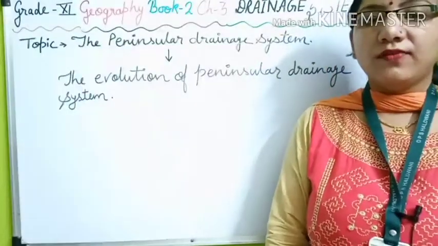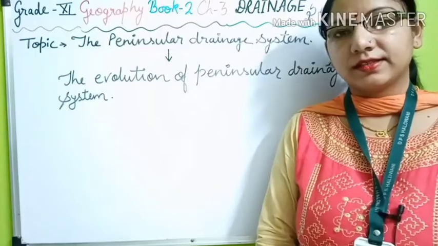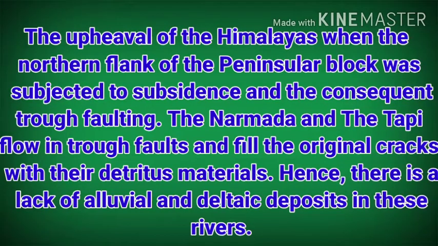Number 2, upheaval of the Himalayas, when the northern flank of the peninsular block was subjected to subsidence and the consequent drop faulting. The Narmada and the Tapi flow in drop faults and fill the original cracks with their detritus materials. Hence, there is a lack of alluvial and deltaic deposits in these rivers.